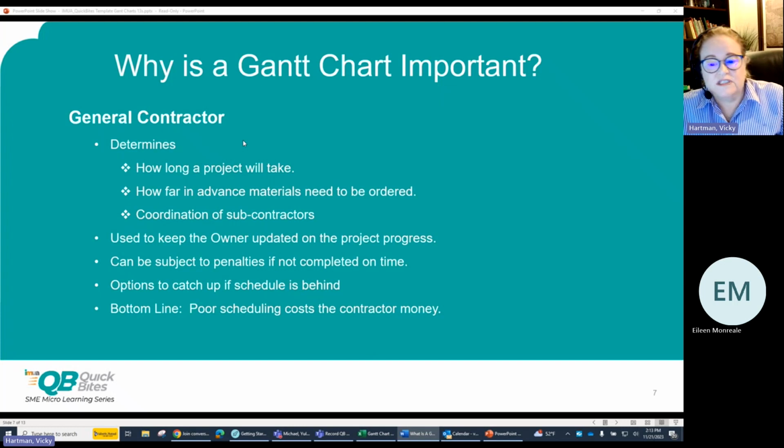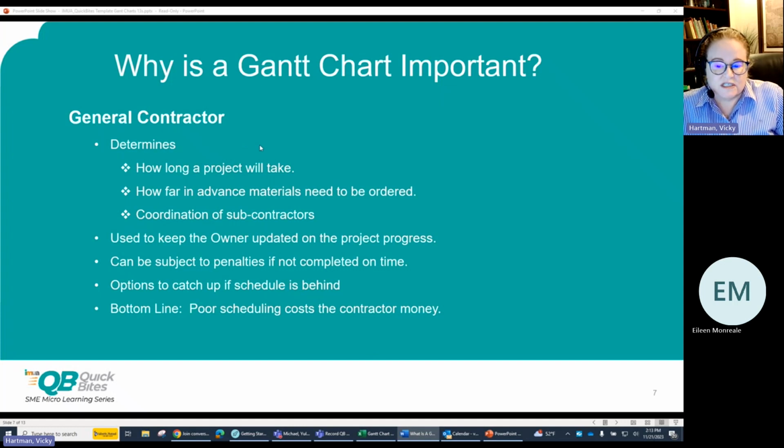The GC also uses the Gantt to calculate how far in advance materials will need to be ordered. We know COVID caused supply chain issues, which meant longer lead times. There's nothing worse for a contractor than to have workers on the job site, but the work is at a standstill because the materials are not there for them to install.